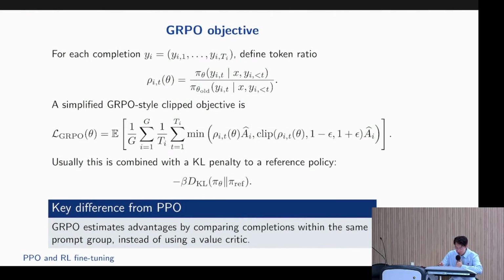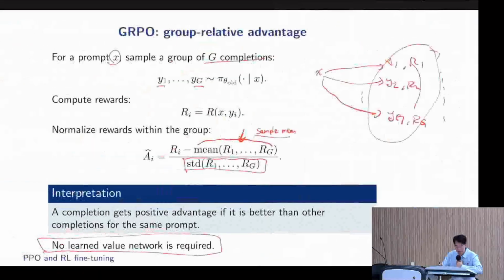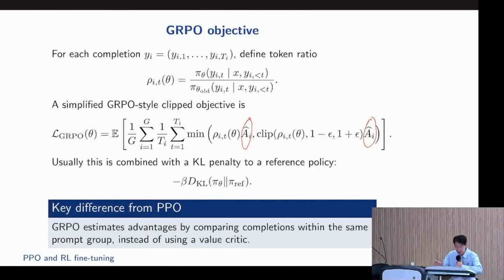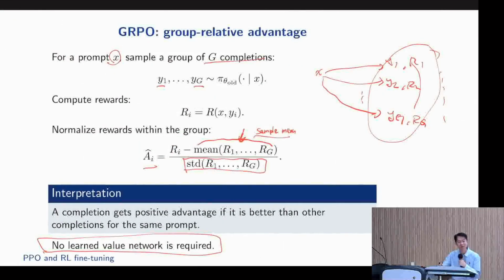So what's the GRPO objective? The rest of it is exactly the same. It's just that this definition of advantage estimate is different. This guy. They use the identical PPO objective. So they got rid of this value network altogether and replaced it with the sample mean. That's the idea.